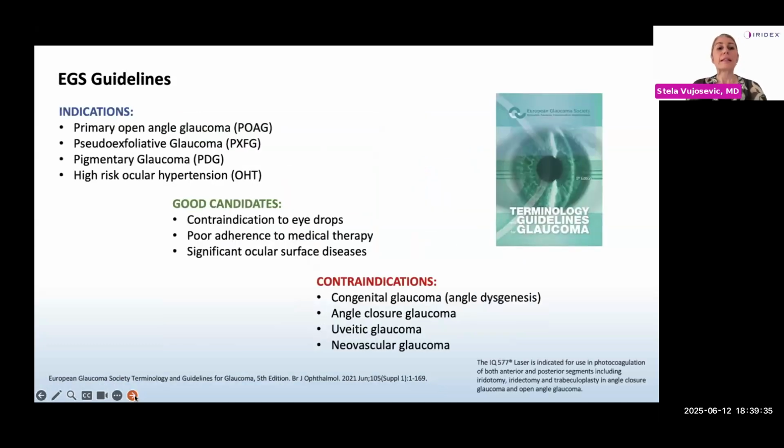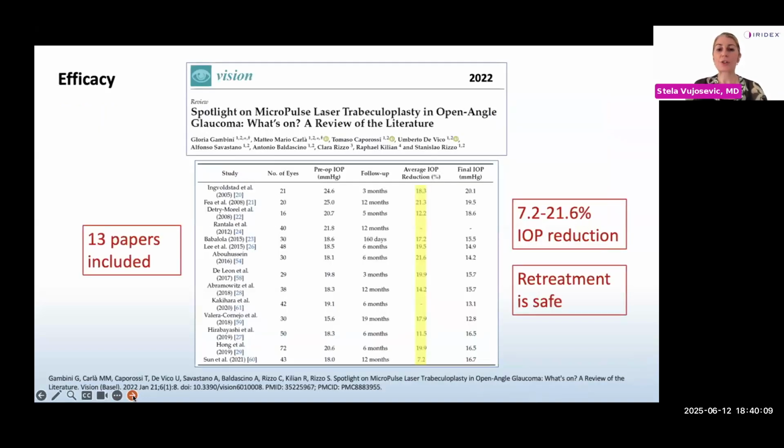The indications for laser trabeculoplasty, as I said, are primary open-angle glaucoma, pseudoexfoliative glaucoma, pigmentary glaucoma, and high-risk ocular hypertension eyes. Good candidates are patients who have a contraindication to eye drops, who have poor adherence to medical therapy, or who have significant ocular surface disease. Contraindications are congenital glaucoma, angle closure glaucoma, uveitic glaucoma, and neovascular glaucoma. So I think the selection of the patients is really very important.